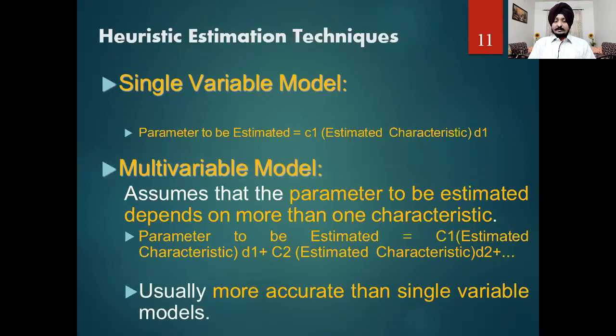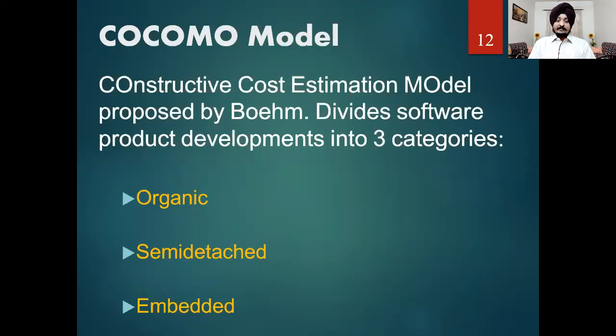Now we will study what the heuristic techniques are. In heuristic, we have a single variable model and a multivariable model. In the case of a single variable model, we have only one parameter taken as a variable to determine the cost. But in the case of a multivariable model, we have more than one variable to determine the cost of the product. Usually we depend upon the multivariable model because it is more efficient and more productive. If we talk about a multivariable model, we have the COCOMO model, which is called the Constructive Cost Estimation Model, given by Boehm.